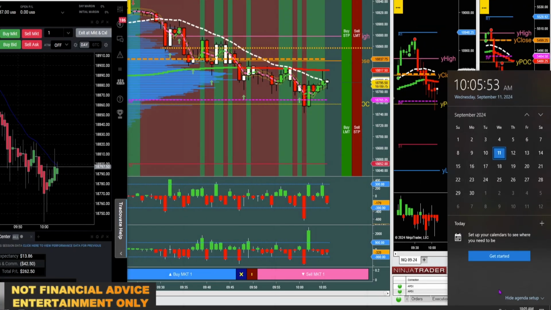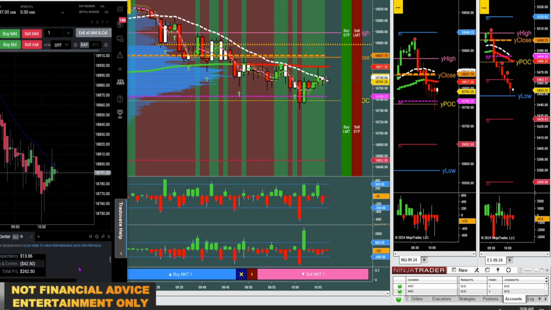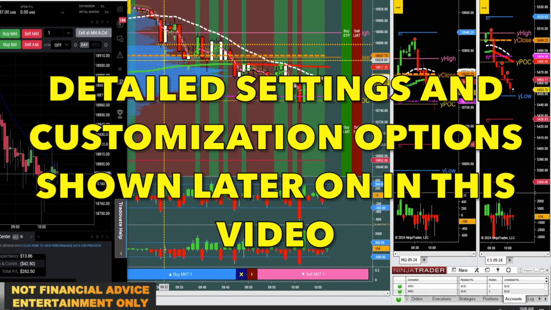A little bit after 10 a.m. I have not taken any trades on my Apex accounts. On the Take Profit Trader account, I've been trading mostly micros, up 262 after commissions. Here's a quick example of how I trade these reversal arrows, in case you haven't seen a lot of my other videos.